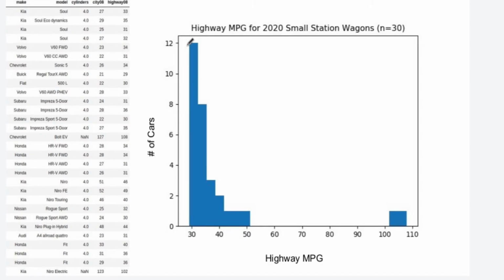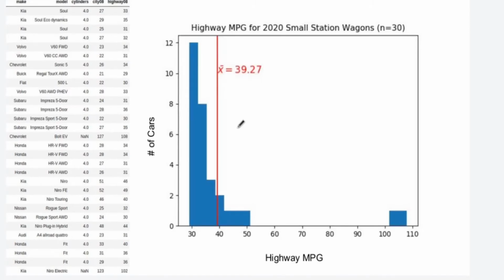Now we can see a histogram for these 30 automobiles and their highway miles per gallon. We can see the two out here on their own, the electric vehicles, and this big clump of data ranging from 29 to around 50. Plotting the value we get when we add up all of the highway miles per gallon and divide by 30, I can see that x bar, the mean miles per gallon, is 39.27 miles per gallon.